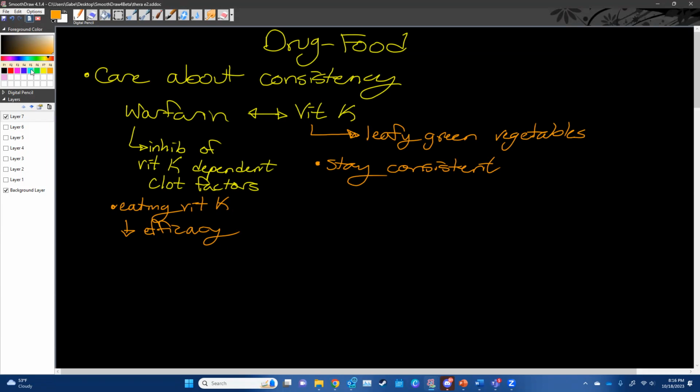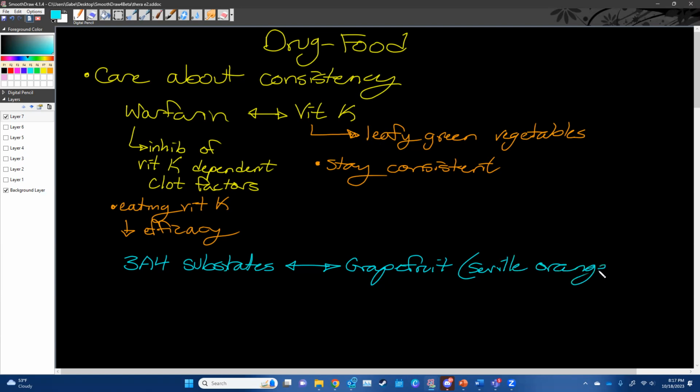Speaking of grapefruit, just so that we can bang it out, 3A4 substrates interact with grapefruit, as well as Seville oranges, just so you know. So the major 3A4 substrates that we care about are things like the statins, of which only a few are the ones we care about: atorvastatin, lovastatin, simvastatin, with atorvastatin and simvastatin being the most common.